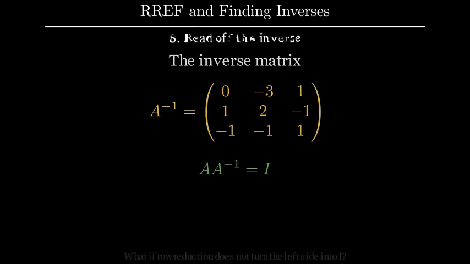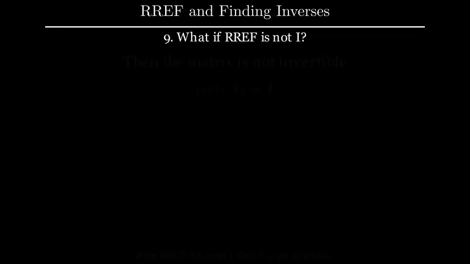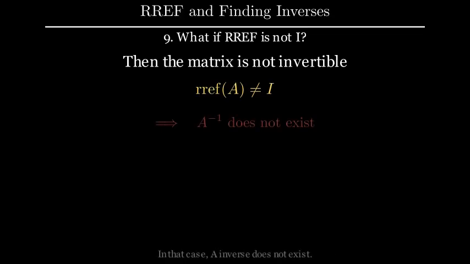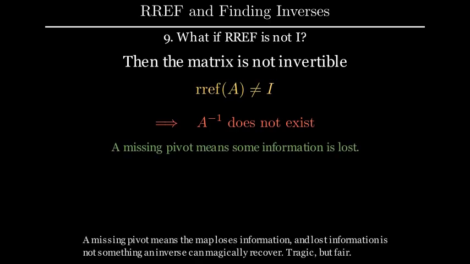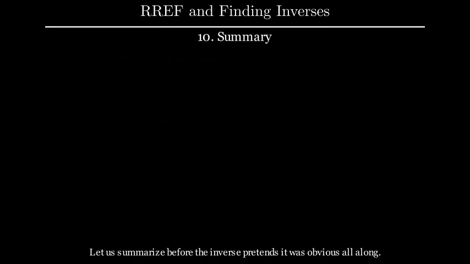What if row reduction does not turn the left side into I? If the RREF of A is not I, then A is not invertible. In that case, A inverse does not exist. A missing pivot means the map loses information. And lost information is not something an inverse can magically recover. Tragic, but fair. Let us summarize before the inverse pretends it was obvious all along.